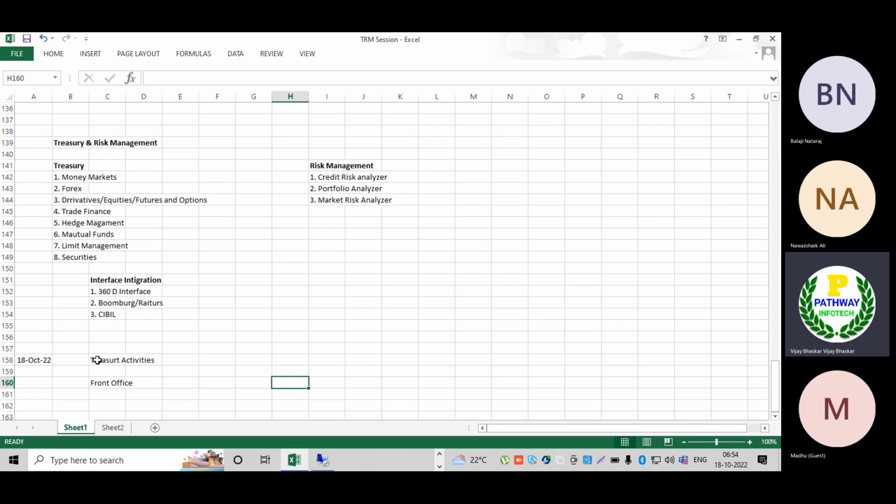Under that, I am going to describe what the functions are, that is, what activities will be performed in the front office. Then the next one would be the back office. Then the next one is accounting. If there are any approvals also, they will come over here.